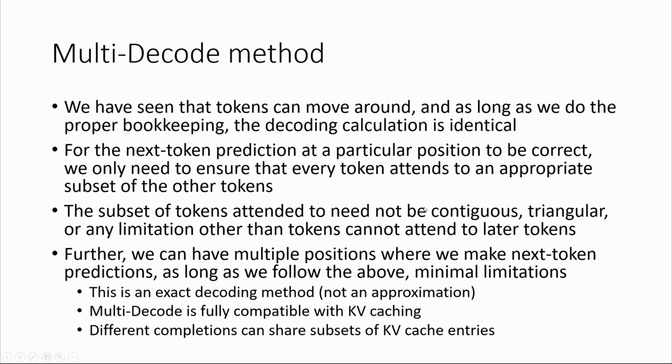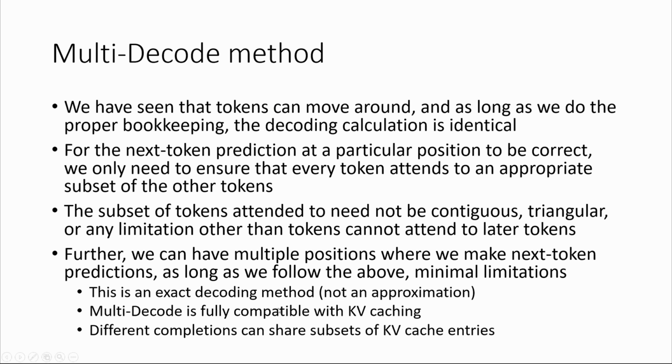In order to meet this minimal set of conditions, nothing prevents us from having multiple positions where we make next token predictions. Nothing prevents us from having multiple positions that have rope embedding 5. So when we do this, this will be an exact decoding method. This is not an approximation. This is the exact identical computation. I mean, we all know there are floating point precision limits and hardware implementation limits on multiplying floating point numbers, but this is an exact implementation.